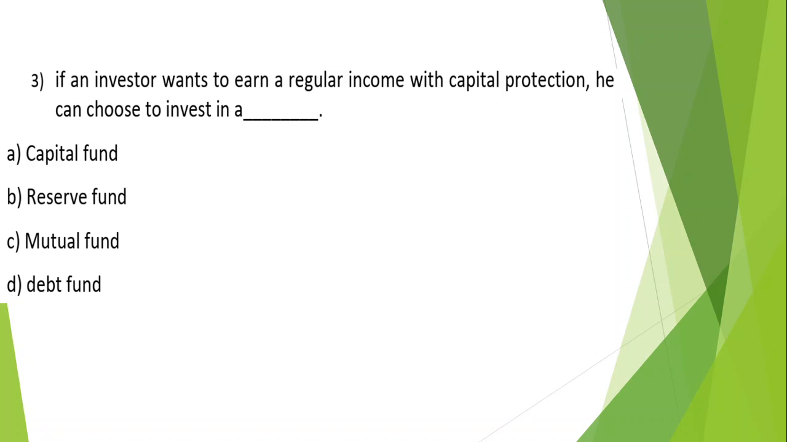Similarly, we have another question. If an investor wants to earn a regular income with capital protection, he can choose to invest in a dash. Option A, capital fund. Option B, reserve fund. Option C, mutual fund. Option D, debt fund. Any guess? The answer is option D, debt fund.